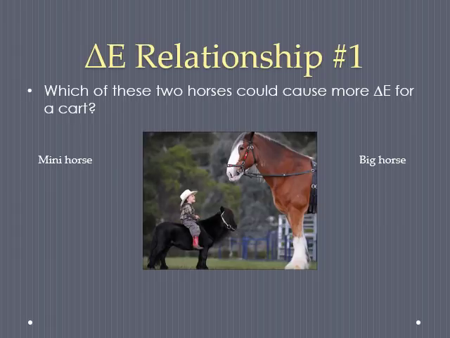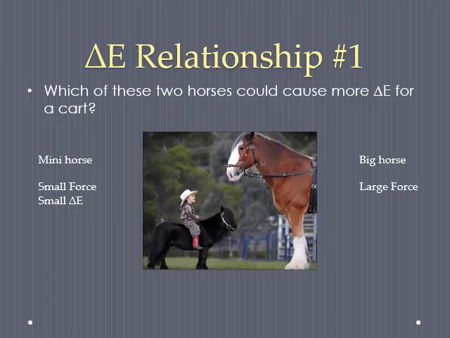So there are two relationships that describe the overall delta E, or the delta E in any part of an open system. And the first relationship has to do with forces. So if you just imagine which of these two horses is going to change the energy of a cart more. We've got a mini horse and a big horse. Of course, the mini horse is able to pull on the cart with a small force, and you'll probably predict that that results in a small change in energy for the cart.